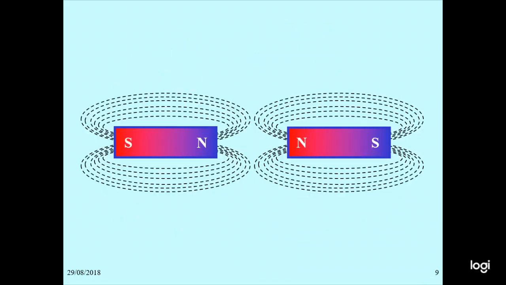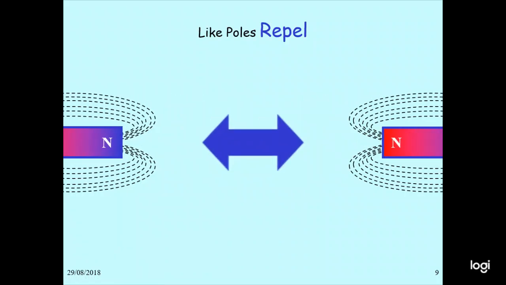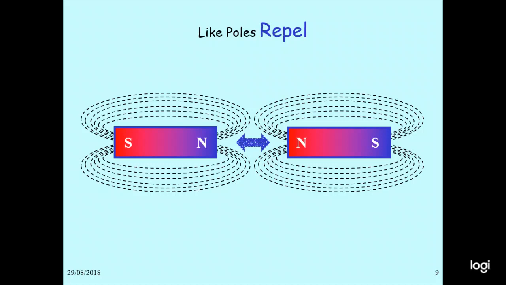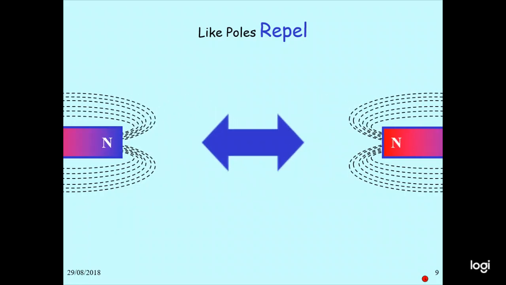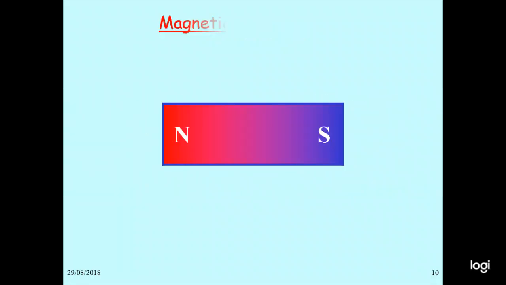And like poles, north and north, will repel, because the fields will be like this. Like poles repel. Like poles repel. And this is for the north pole and north pole repelling.